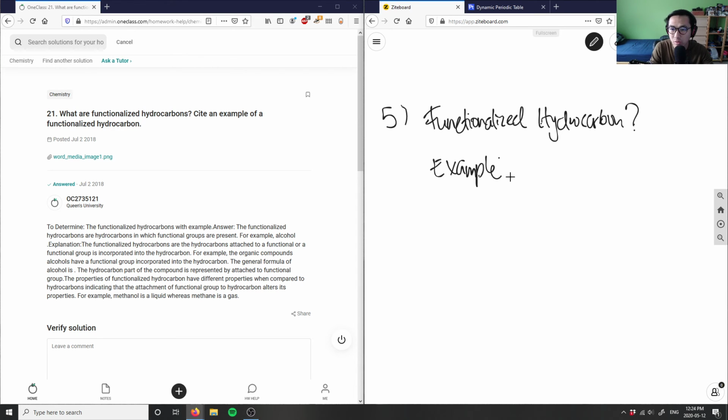So let me show you what a non-functionalized hydrocarbon would be first. If I were to do a structural diagram, the simplest non-functionalized hydrocarbon would look something like this. It would be methane. So you can think of this as CH4. It's a really bad diagram here.